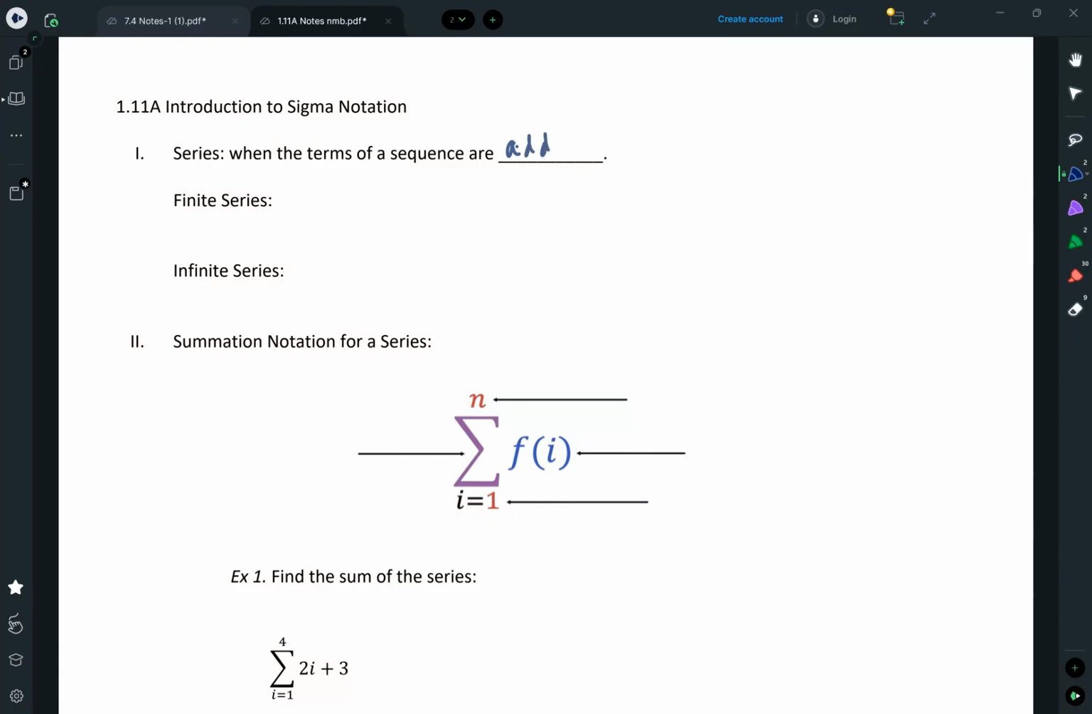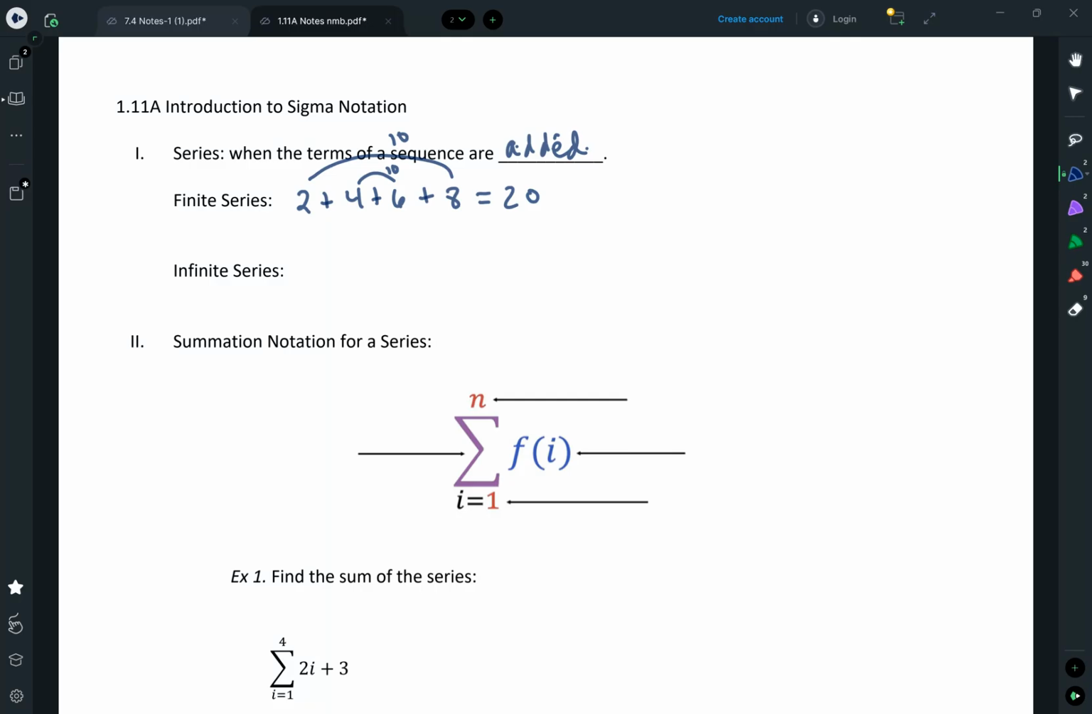A finite series is when it stops, when we're adding something that stops, like 2 plus 4 plus 6 plus 8. It doesn't have the dots at the end, so I can add it up, and that's going to be 10, 10, so it's going to be 20.